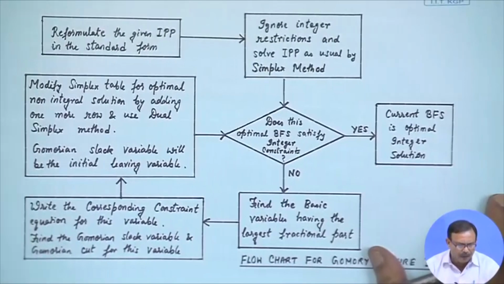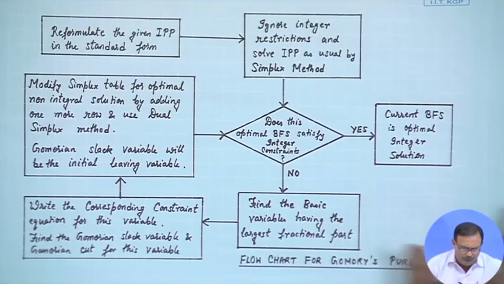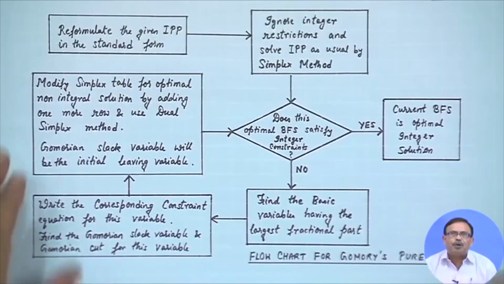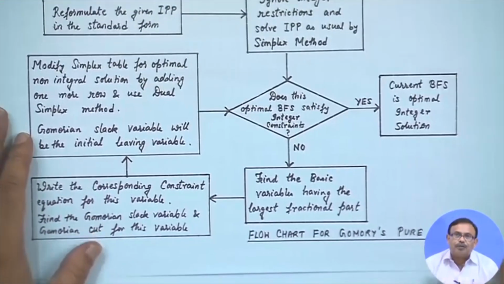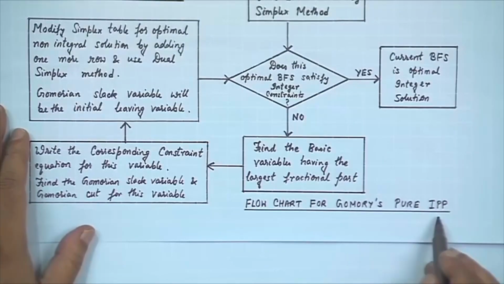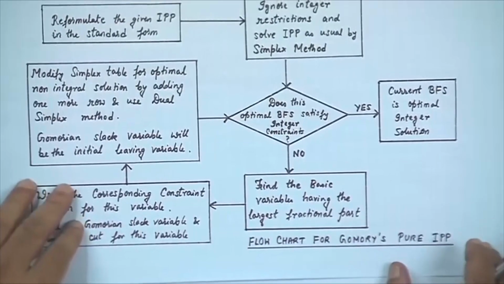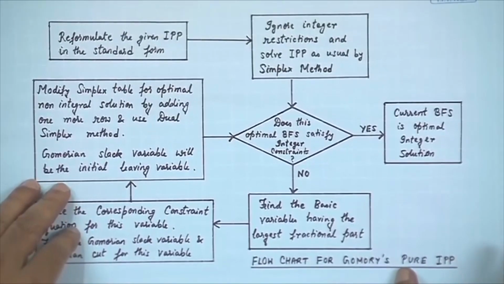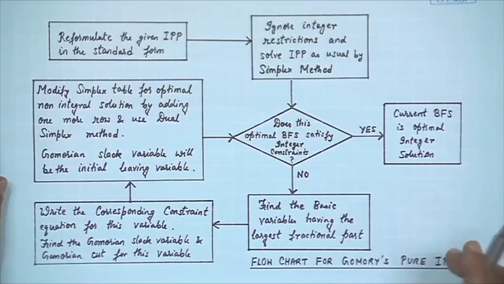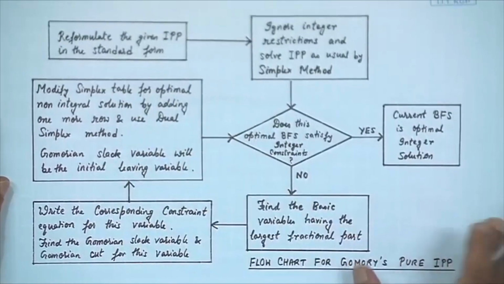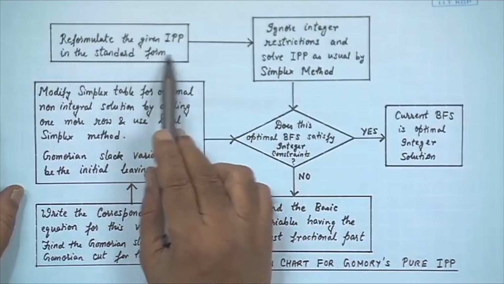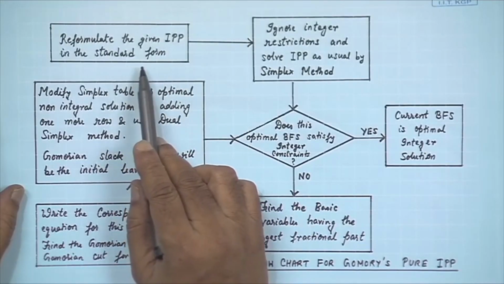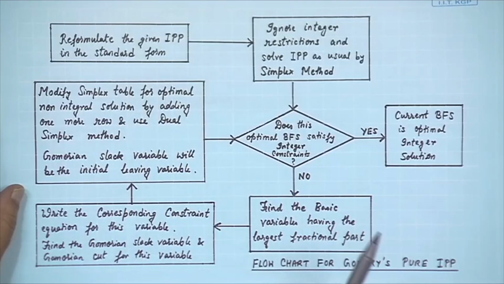Now, let us see the flowchart for Gomory's pure IPP. So, come to the first one, because this is coming through the entire thing. You are starting over here: reformulate the integer programming problem in the standard format. That means, make it into less than equal to type constraints, and the problem should be a maximization problem.